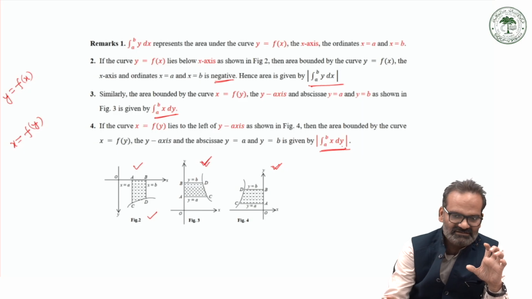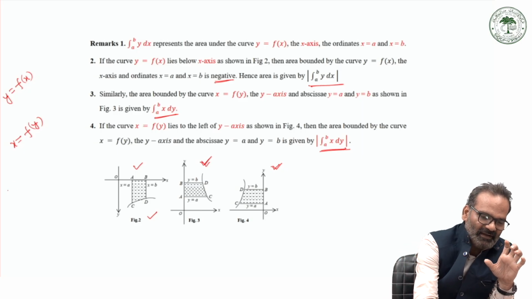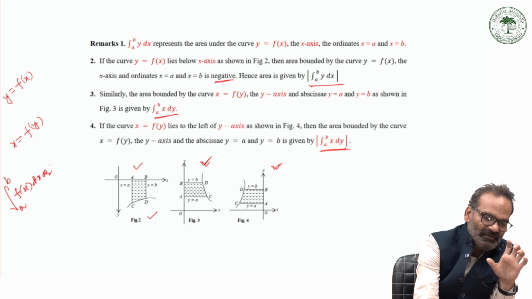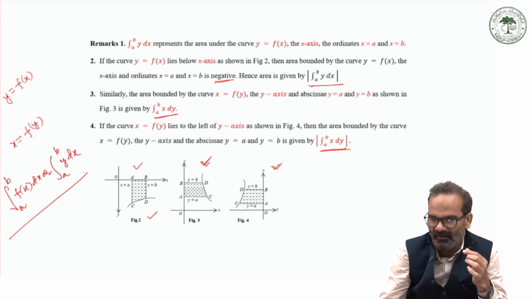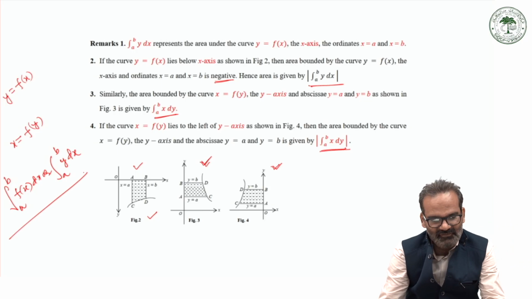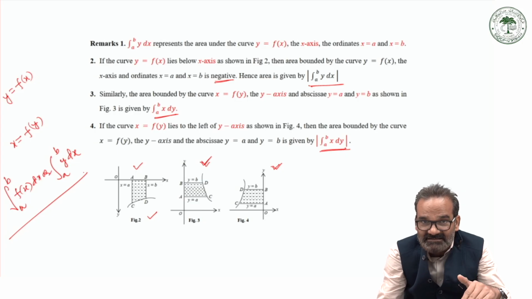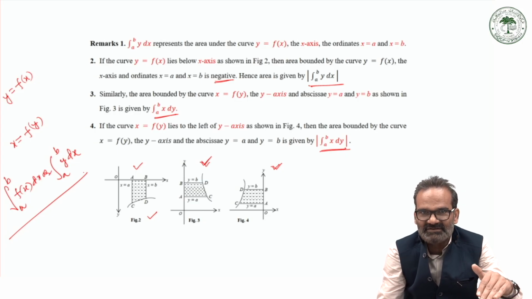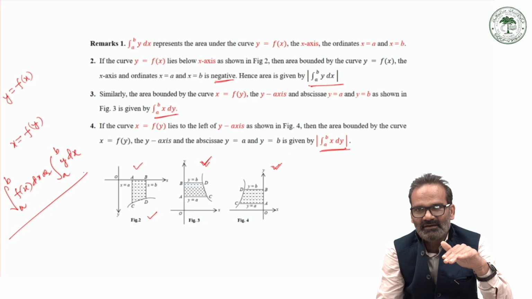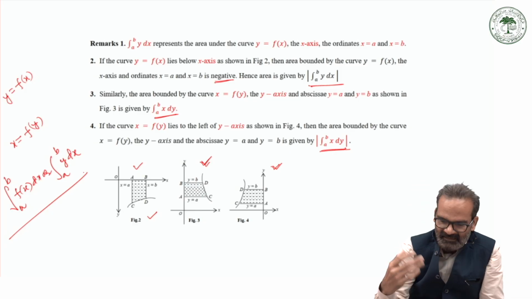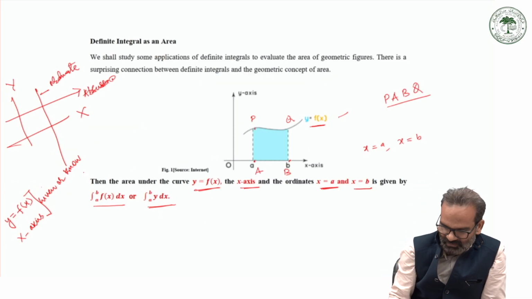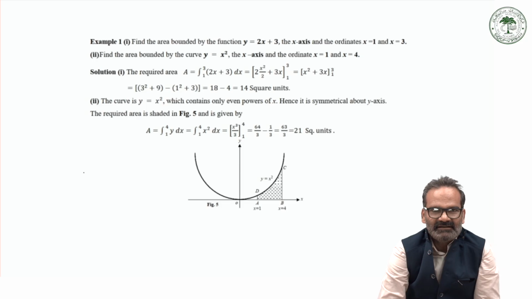We should use the single formula to calculate the area, integral from a to b of f(x) dx, right? Or integral from a to b of y dx. This is the main formula to calculate the area of any curve y equals f(x), the x-axis, and the ordinates x equals a and x equals b. Okay. Now let us proceed to the questions. See example 1.